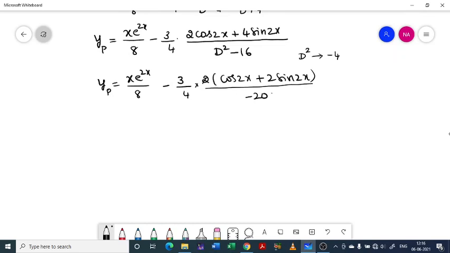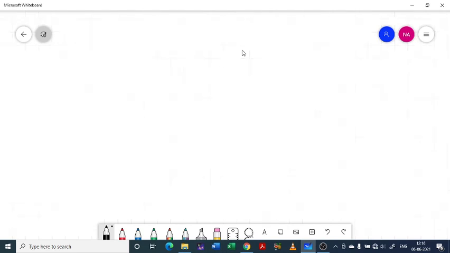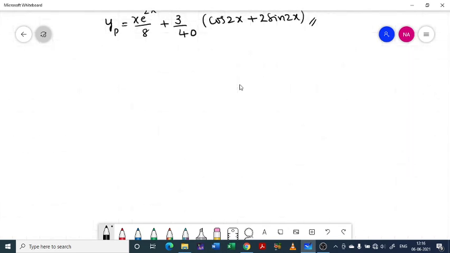So the 2 and the 20 reduce to 10, and this negative sign cancels with this, so you get yp to be x e power 2x by 8 plus 3 by 40 times cos 2x plus 2 sin 2x. So this completes yp. Obviously the general solution will be yc plus yp, that I have not written now. Okay, next problem D.